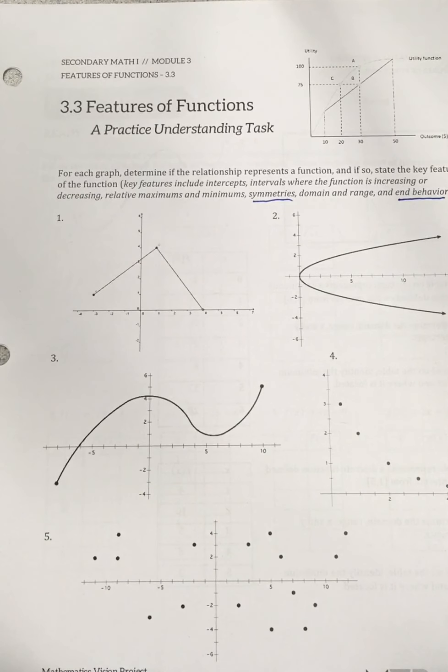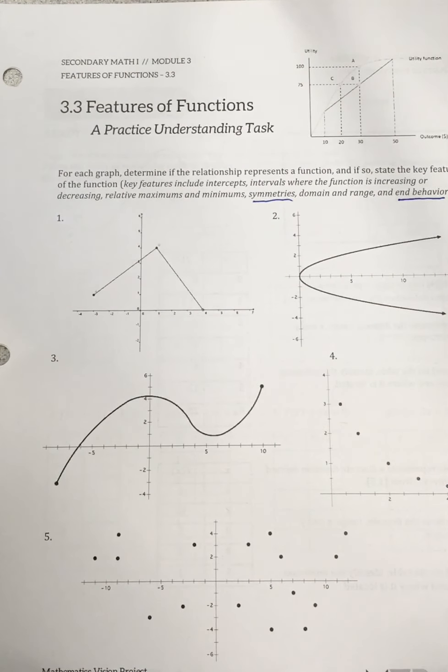Symmetries is like when I'm folding clothes, where that line is where things match up and reflect equally on either side, where things are symmetrical. And end behavior is if I look at really, really big numbers, where does it end up? How does the end result of a really, really large number look in the equation?